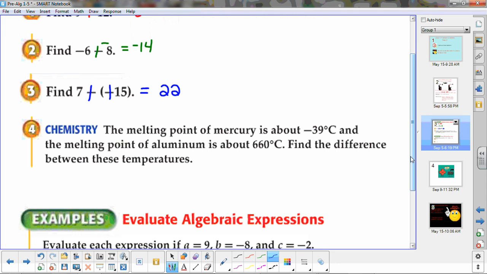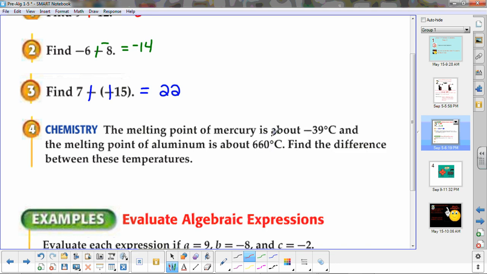Next example. The melting point of mercury is about negative 39 degrees Celsius, and the melting point of aluminum is about 660 degrees Celsius. Find the difference between these temperatures. Well, if you want to find the difference between those two temperatures, you're going to take the high temperature and subtract the low temperature.